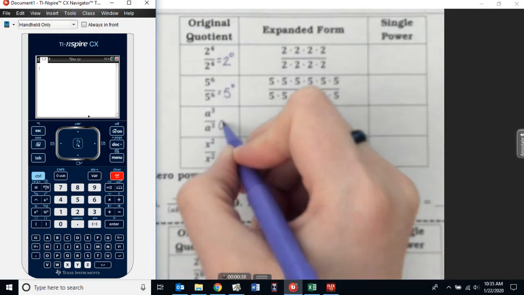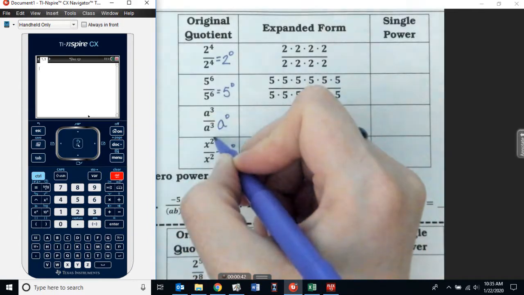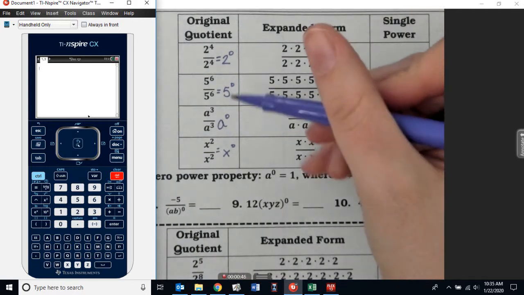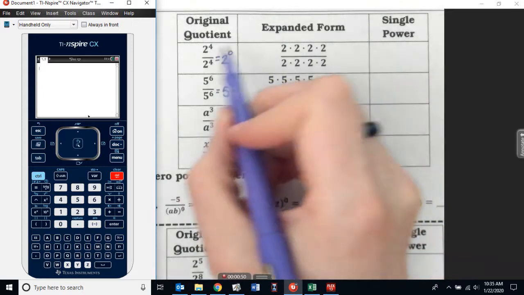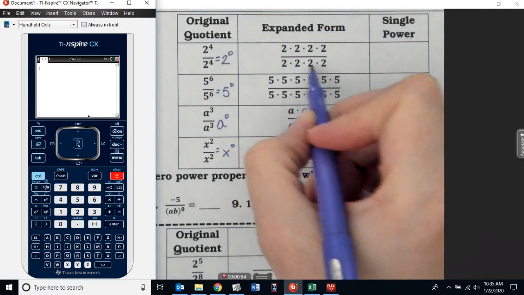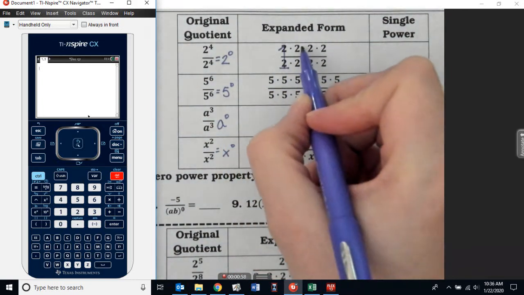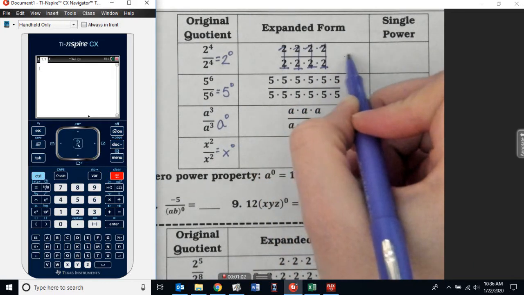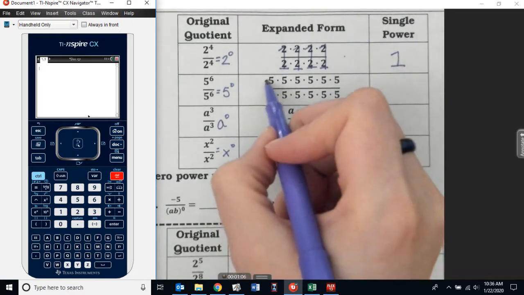And this would be a to the 0 power and x to the 0 power, because the same thing minus itself is 0. But we don't actually write anything to the 0 power. What does that really mean? Well, up here, if I have 2 to the 4th power, that means I have 4 2's on top and 4 2's on the bottom. Remember, anything divided by itself is 1, so I have 1 times 1 times 1 times 1, which equals 1.